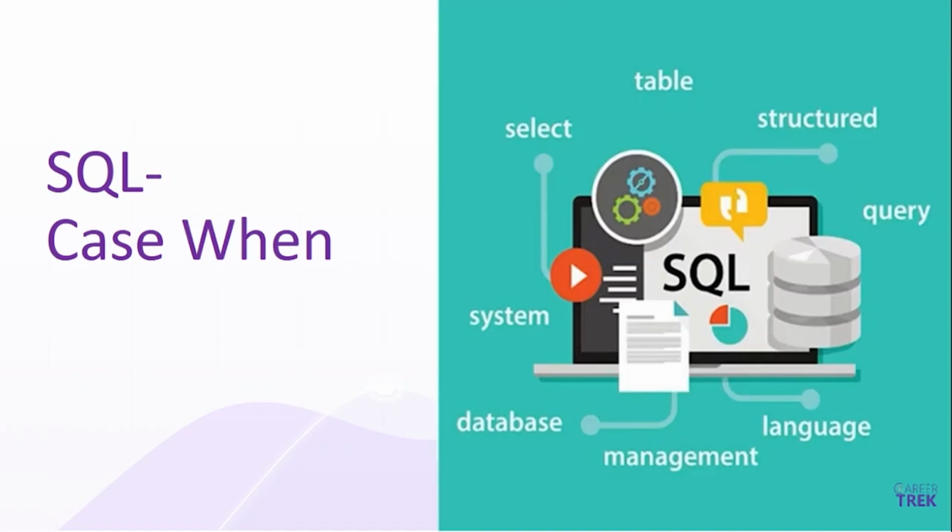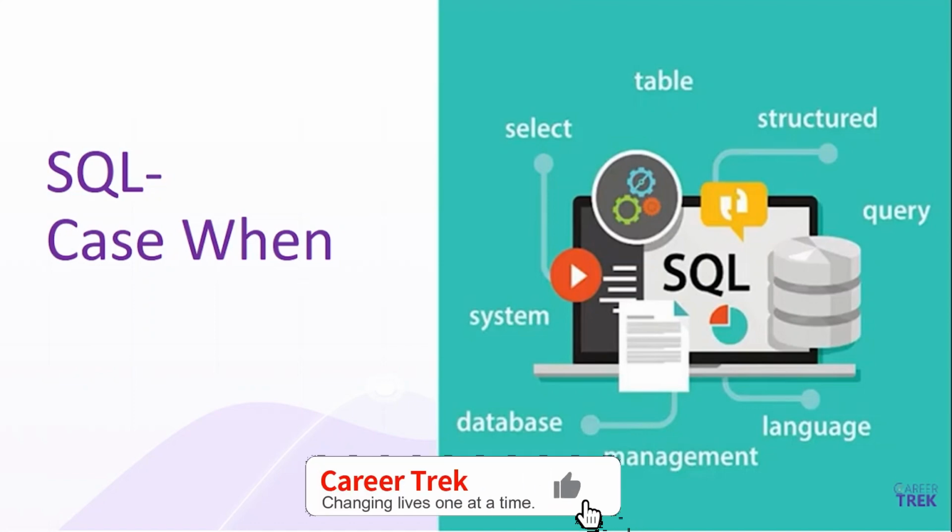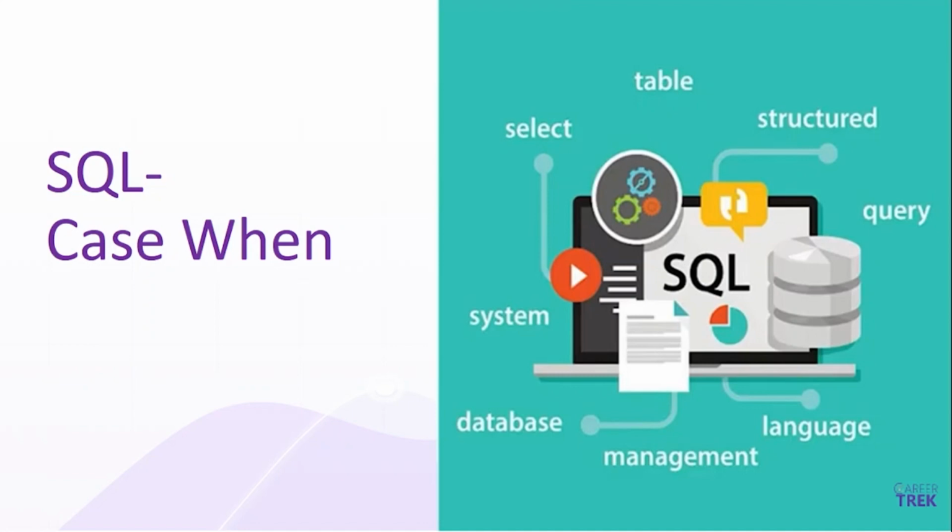Just like we have the if-else statement in any other programming language, we have the case when in SQL. It will simply check for a condition. If the condition is true, it will return a particular value. If the condition is not true, it will check for the next condition. And at the end, if none of the provided conditions are true, it will return the value provided in the else clause. So it is very similar to the if-else condition.